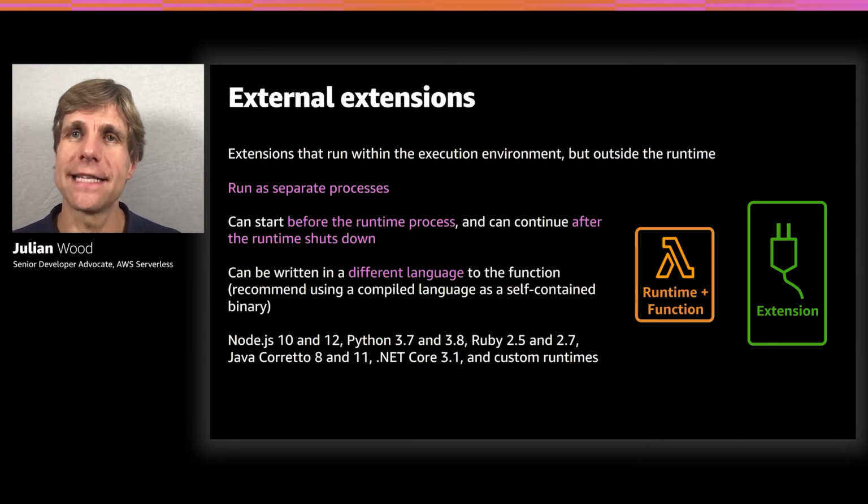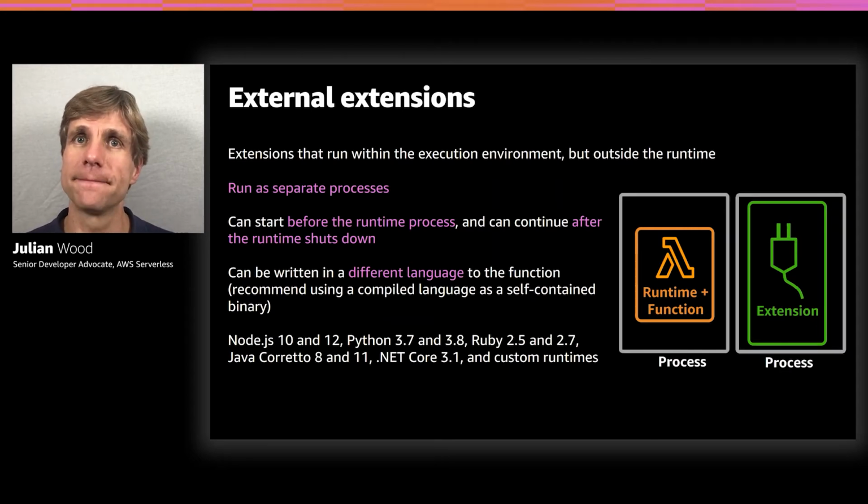An external extension runs as an independent process, separate from the runtime within the execution environment. You can see the process boundaries here. It can start before the runtime process and continue to run after the function invoke is fully processed. Because external extensions run as separate processes, you can write them in a different language than the function.